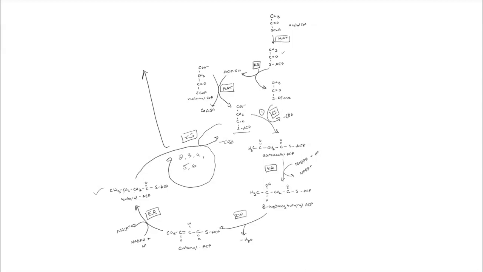And palmitate's a 16 carbon chain, so it's 1, 2, 3, 4, 5, 6, 7, 8, 9, 10, 11, 12, 13, 14, 15, 16. Palmitate. And that's our process for the synthesis of palmitic acid from acetyl-CoA and malonyl-CoA.